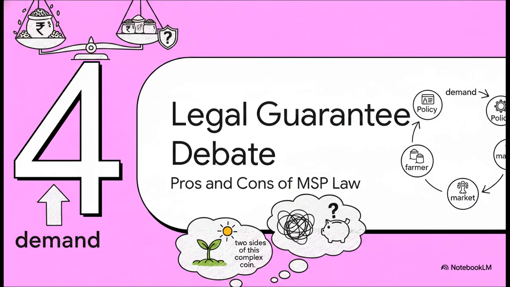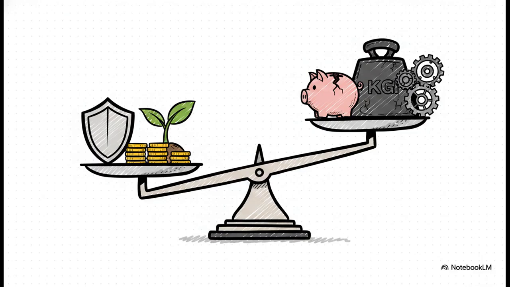Let's objectively weigh the pros and cons of making MSP a law. Now, this is a massive balancing act. On one hand, proponents argue that a legal guarantee gives farmers essential financial security against crazy weather and market volatility. It would inject much-needed capital right into the rural economy to cure ongoing distress. Plus, if done right, it could actually incentivize farmers to grow less water-intensive crops.